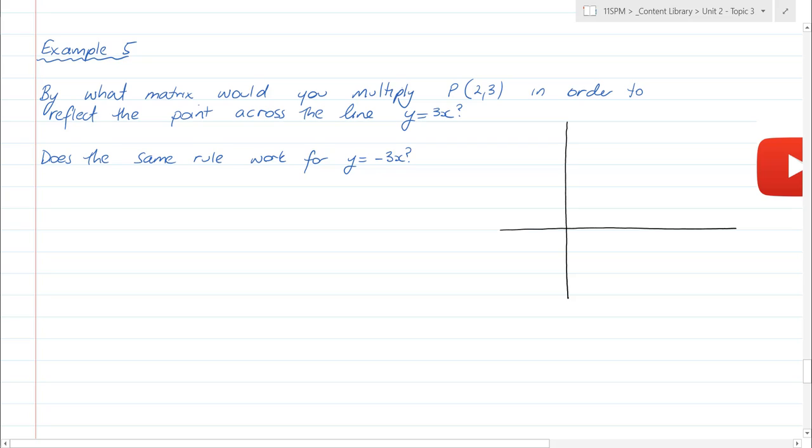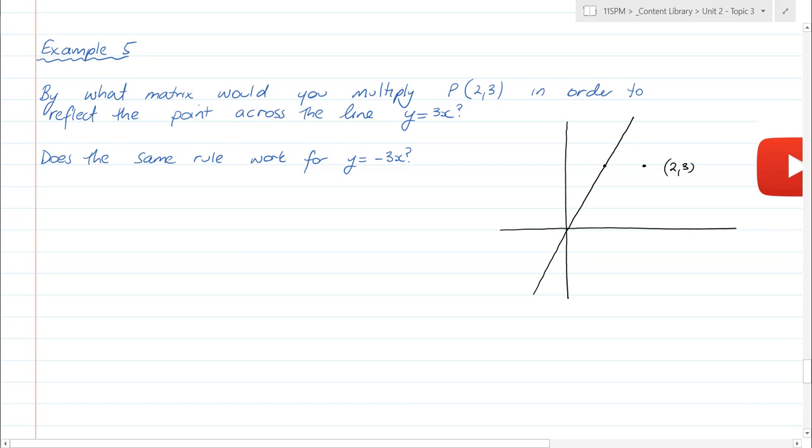y equals 3x is quite steep, and 2 comma 3 is out here. y equals 3x will go through 1 comma 3. So 2 comma 3, what's that? That's 1 comma 3. 2 comma 3 will be there. So let's say that's 2 comma 3.